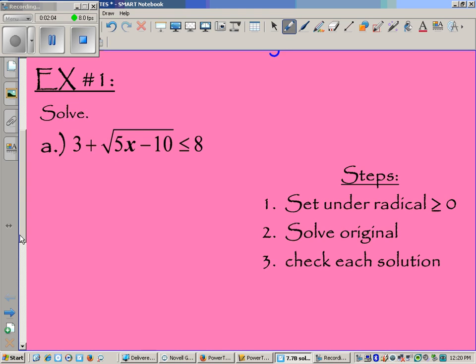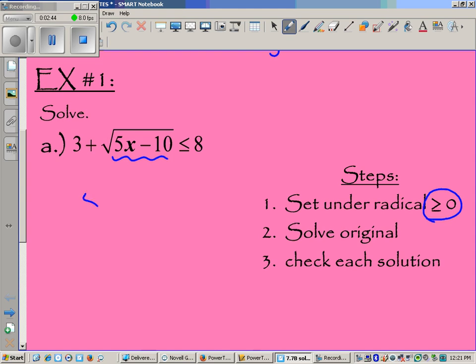Okay, so step number 1 says set whatever's underneath the radical greater than or equal to 0. Because if I have stuff underneath my radical, for example this 5x minus 10, and that ended up being equal to 0, what is the square root of 0? 0, right? So that's okay. But what if that number underneath the radical ended up being negative? We just talked about it, right? It would end up getting us this weird imaginary number, so we don't want that. So we need to make sure that all the stuff underneath our radical, in this case the 5x minus 10, is greater than or equal to 0. We don't want it to be negative, okay?